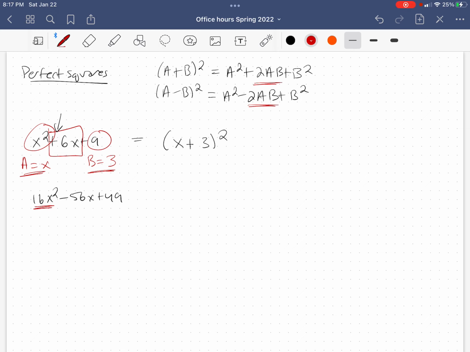Instead, I say, hey, 16x squared is a perfect square. Its square root is 4x. And 49 is a perfect square. Its square root is 7. If I multiply those together, 4x times 7 times an extra 2, I get the 56x in the middle. Okay. All right, sweet. And lifting that minus sign from the middle then gives me the factorization.